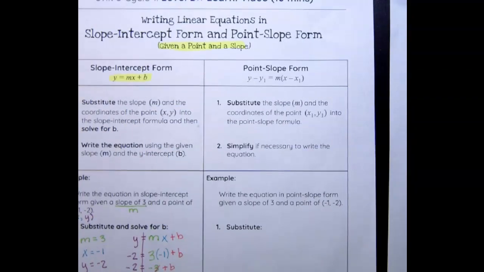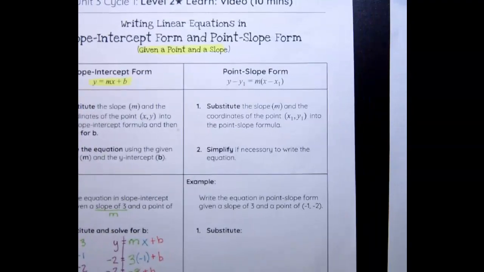Okay, so we just finished writing an equation in slope-intercept form. You guys should be pretty familiar with that one, the y equals mx plus b. But this new equation in point-slope form is brand new. So you need to pay close attention to this one to make sure that you understand what's going on here.